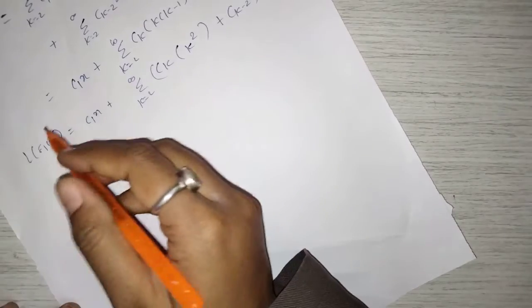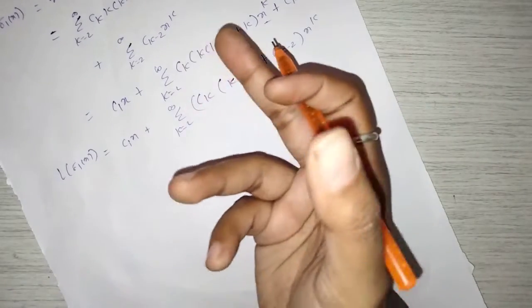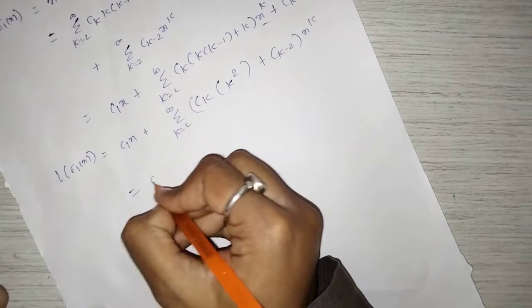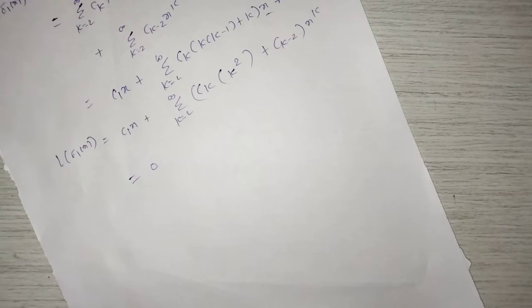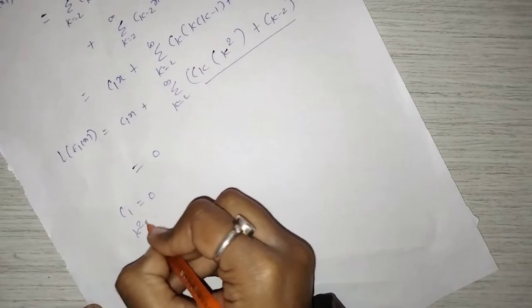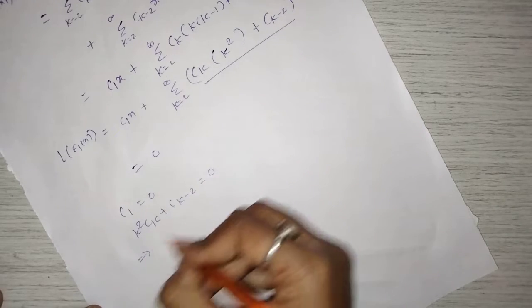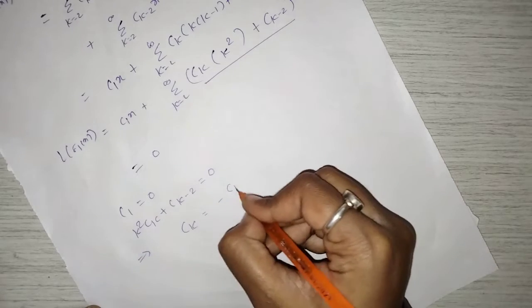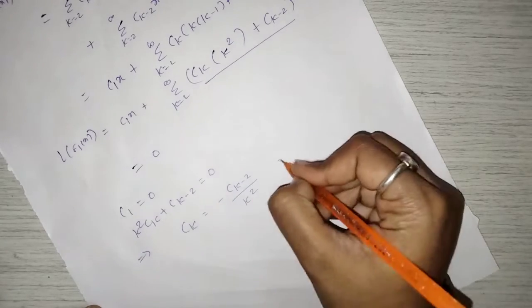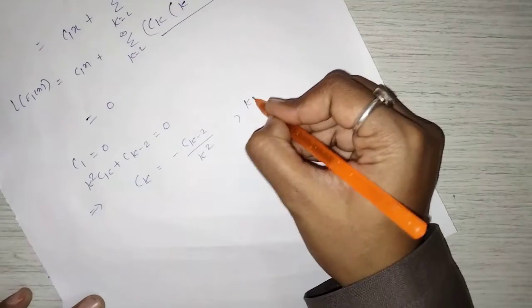Now sigma 1 of x is the solution of L of y equal to 0, so L of sigma 1 of x equal to 0. Now comparing the coefficients of x on both sides, we get c1 equal to 0 and k square into ck plus ck minus 2 equal to 0, which implies ck equal to minus ck minus 2 upon k square, and this series starts from 2 to infinity, so k equal to 2, 3 and so on.